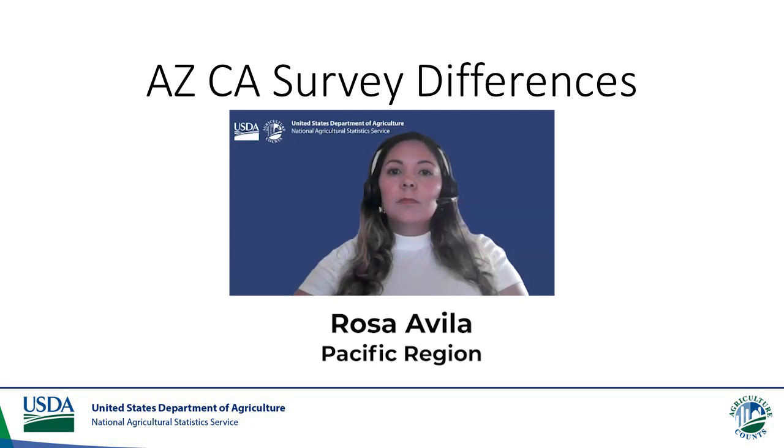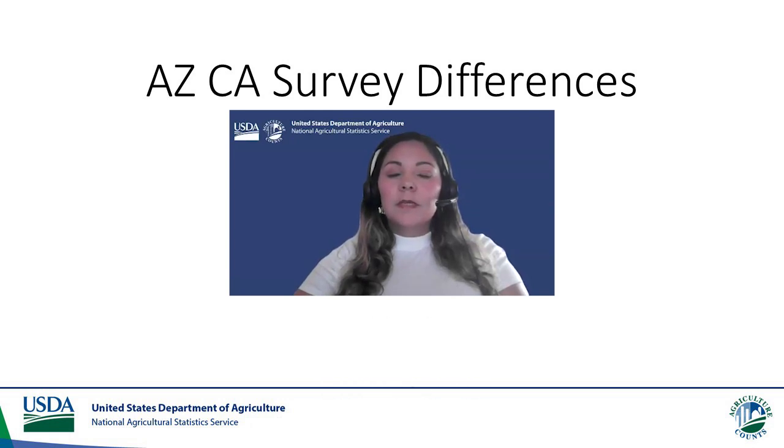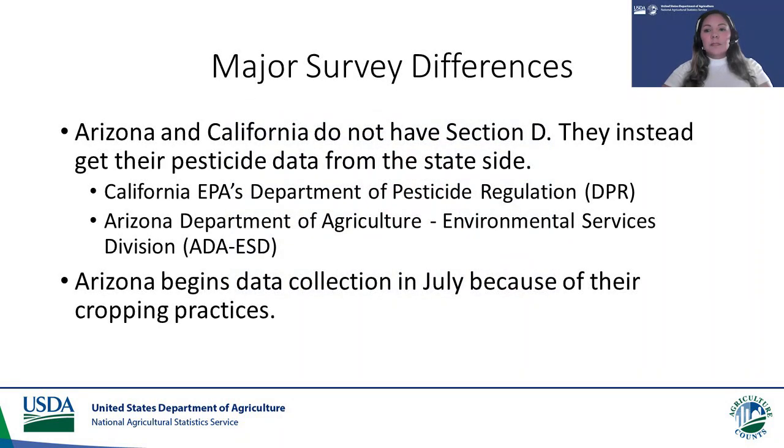In this video, I would like to talk about the differences in the Arizona and California versions of the Veg Chem Use questionnaire. There are two major differences in the Arizona and California surveys. The most major is the removal of Section D. This is the pesticide section of the survey.